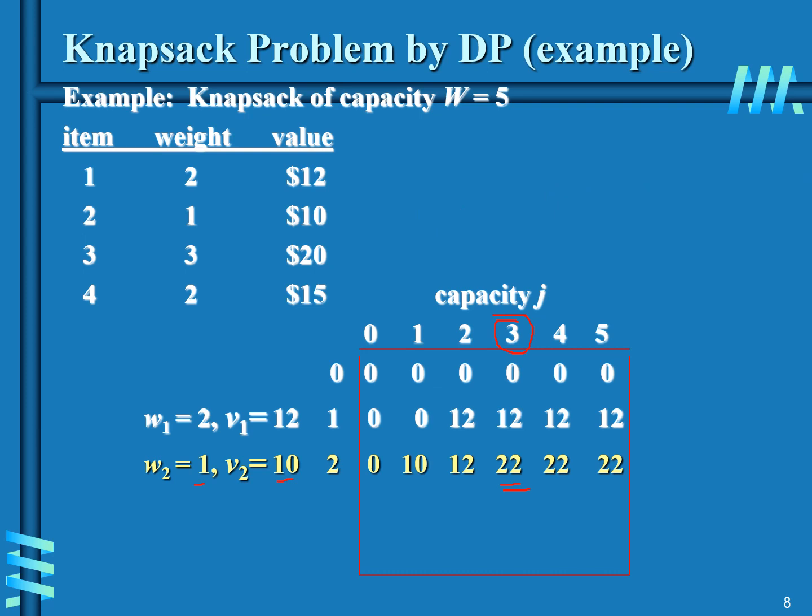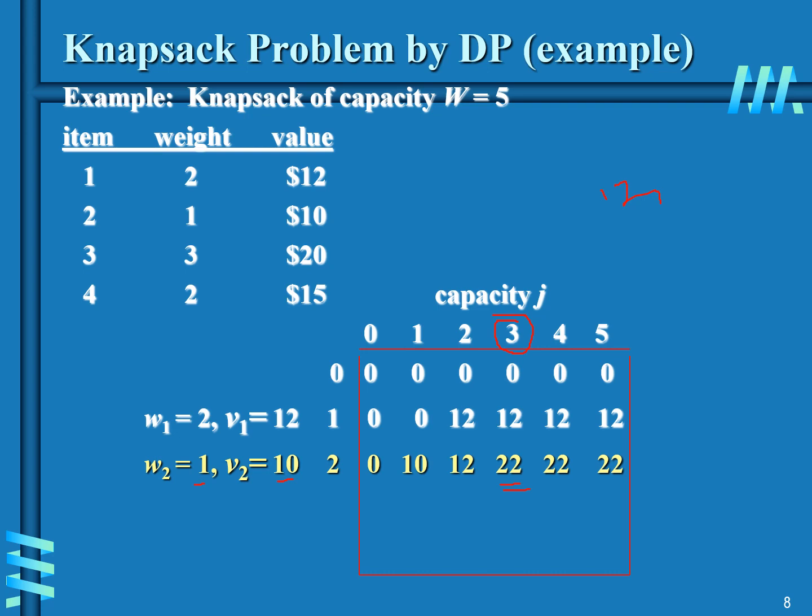Okay, so next we will compute the value of V of 2 comma 4. Again, what is the entry in its previous row, same column? 12. Then what is the value of this item? 10, and you find its one column towards left entry is 12. So 10 plus 12 is 22, whichever is maximum, 22. Which means that for the current capacity 4, both the items can fit.